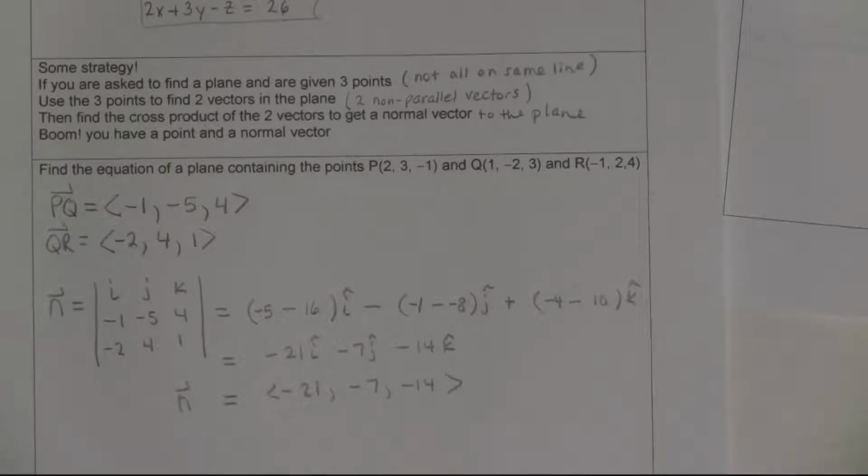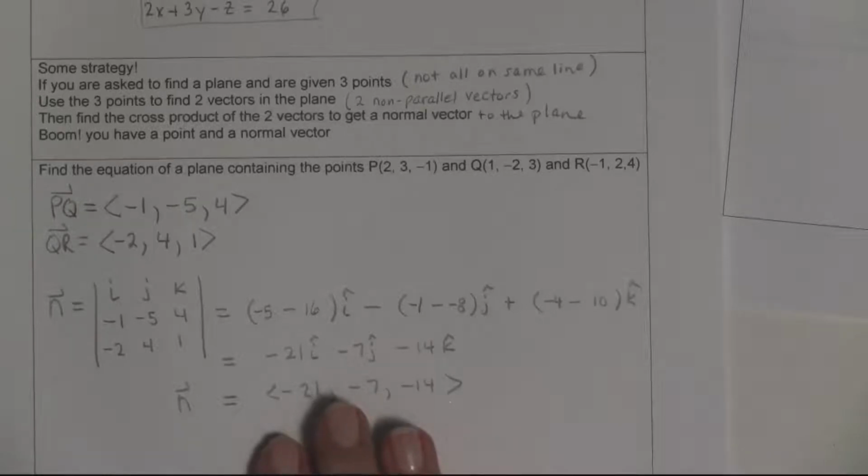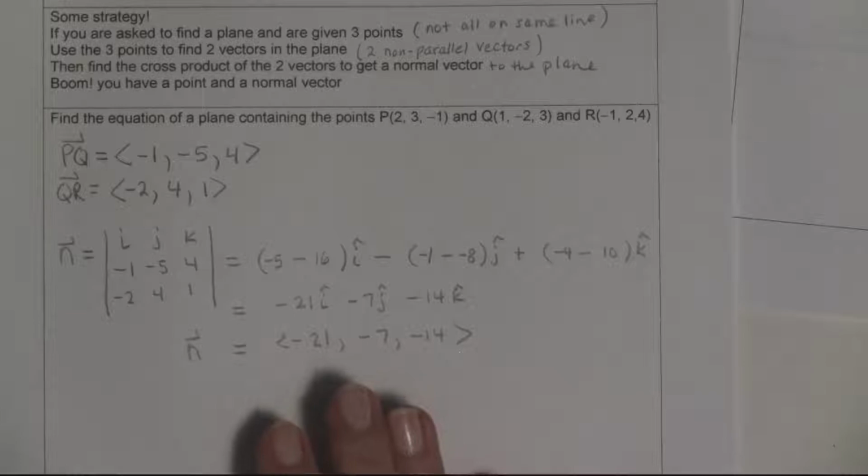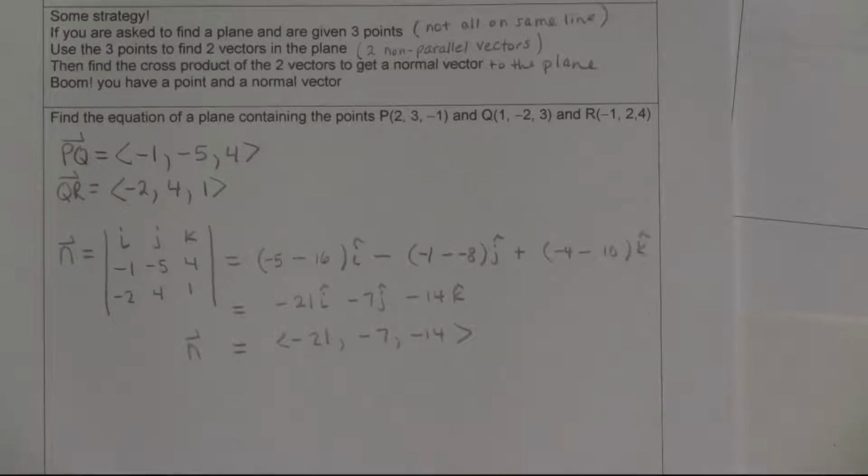And so now I have found the normal, and any scalar multiple is also a normal vector to the plane. So if I wanted to, I could pull out, they all have 7 in common. In fact, they have negative 7 in common, and I could use that if I wanted.